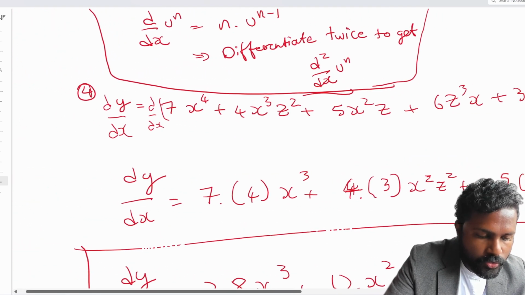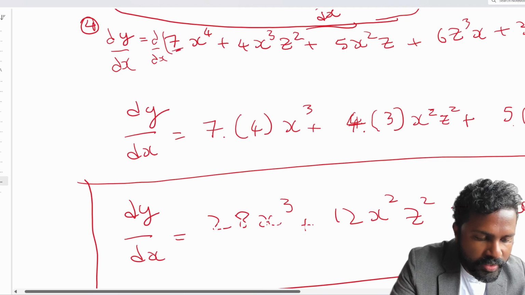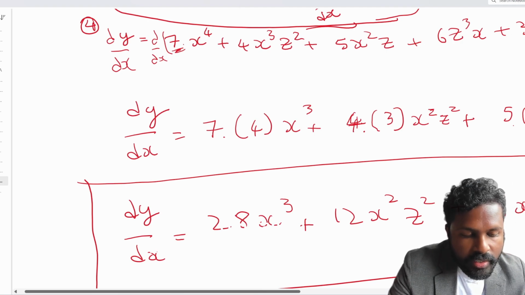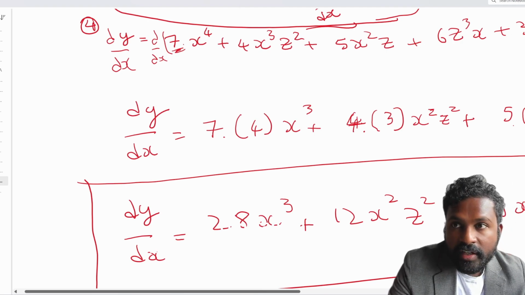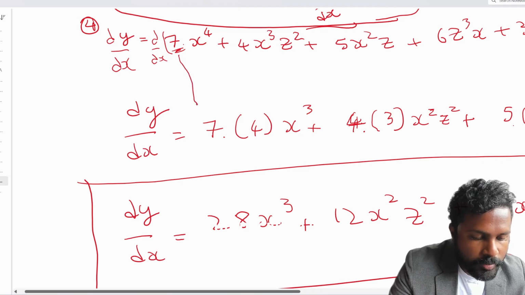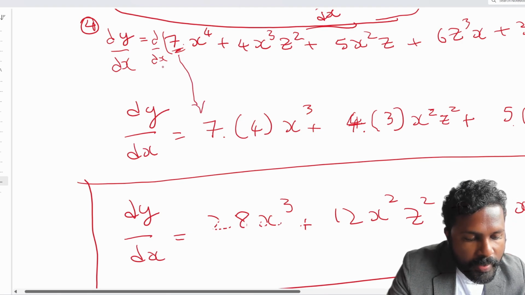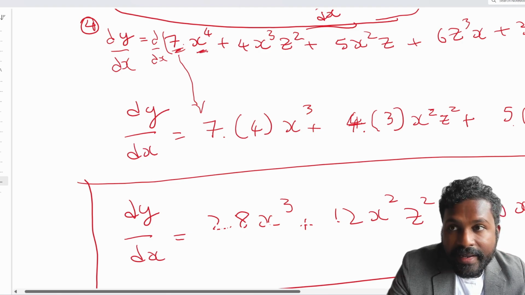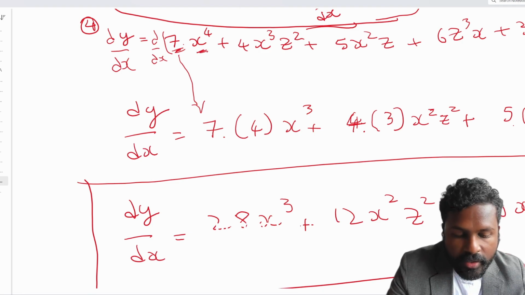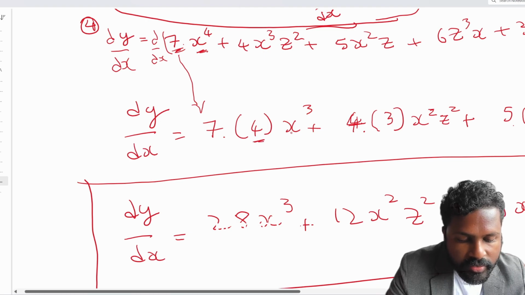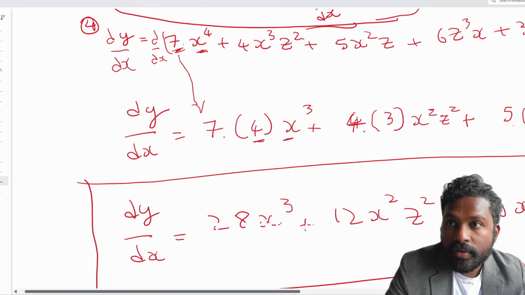Okay. Now, if you solve the first term, 7 is a constant, and a constant in differentiation is not affected by multiplication. So 7 can be written on the outside like that. Now what we have is d by dx of x power 4. D by dx of x power 4 is 4x cube, like I explained just a second ago. Okay. So 4x cube is written over here. That's how we solve the first term.